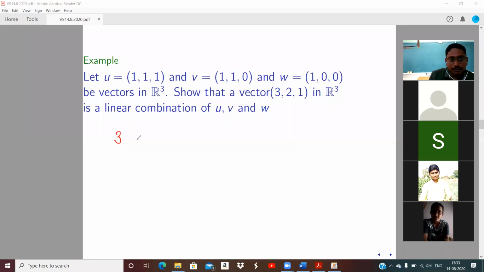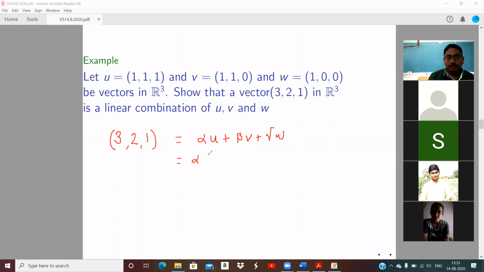3 2 1. This vector is a linear combination of U, V, W. I use italic notation for the scalars, and we must be able to find alpha, beta, and gamma.